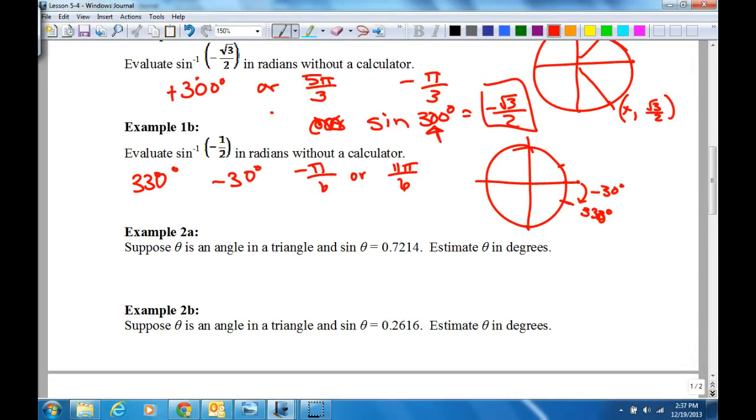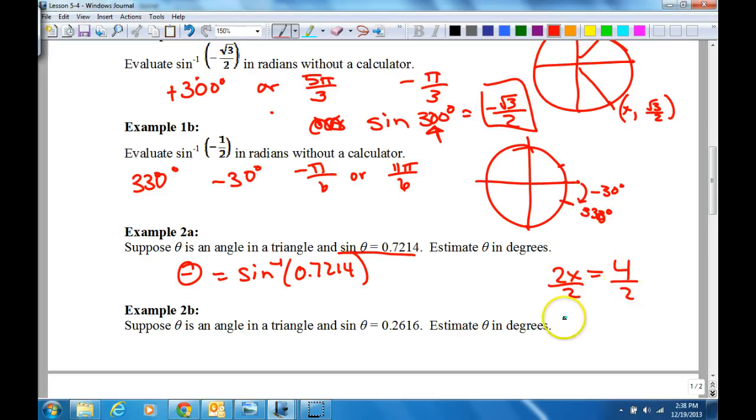Now, these ones are a lot easier because all you have to do is punch them in your calculator. On this one, you're going to put into your calculator sine to the negative 1 power of 0.7214. How do you know you're doing inverse sine? Because it starts off like this, and I'm solving for theta. It's like if I had 2x, I'm dividing both sides by 2 to inverse it. We're inversing the 2 in this case. In this first one, we have to get rid of that sine somehow to get theta by itself, and in order to do that, we're doing the inverse of sine.